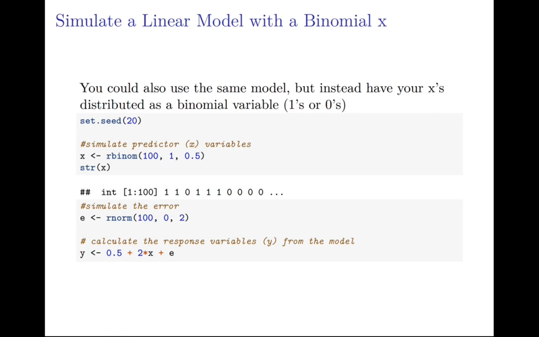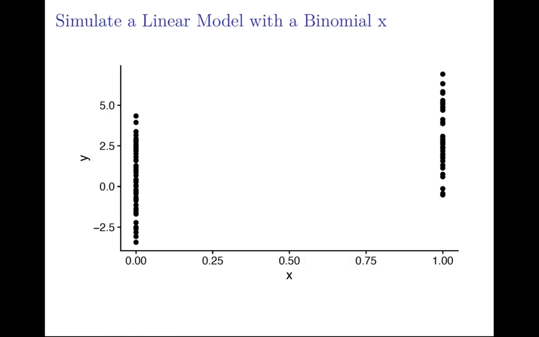And you can simulate error around that like before. Draw your error from a normal distribution, 100 draws with mean 0 and standard deviation 2. And then you can calculate your y's again the same way, where you have that linear model, but now your x is no longer normal, it is binomial. So you have 0.5 plus your beta 1 times x, so 2 times either 0 or 1, plus some error that you've drawn. And you can get a distribution that looks like this. And this is your figure, right? You have zeros and ones.